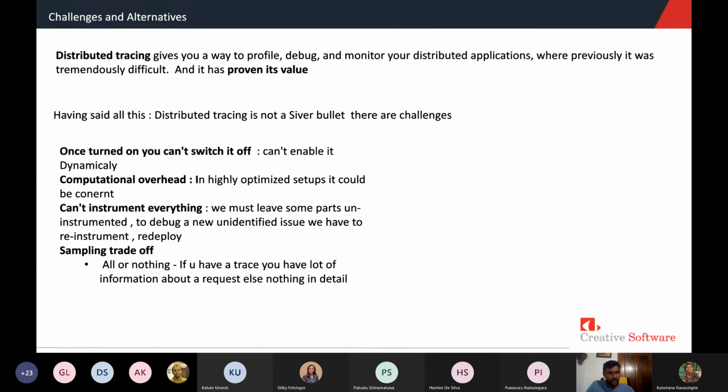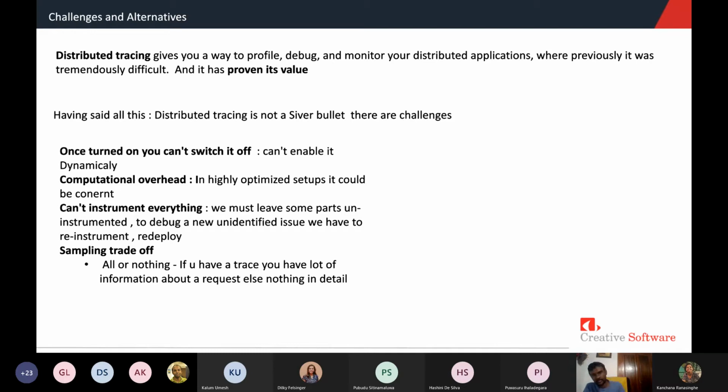So going forward, even though I sold you the idea of distributed tracing, you might think it solves all the problems in distributed environments. It does not. It's not a silver bullet. Still, there are a lot of challenges that we have to overcome. But distributed tracing has been proving its value, and a lot of people have used it and made it useful for their organizations. It has proven its value. Definitely, it's a great technology, or great set of standards that you can use.